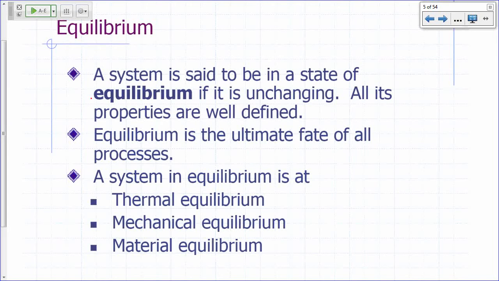A system, we say, is in a state of equilibrium if it's not changing and all of its properties are well defined. Okay, so there are no changes that you're seeing in your system. And so equilibrium is basically what we're saying is the ultimate fate of all processes. Eventually everything stops and reaches equilibrium.